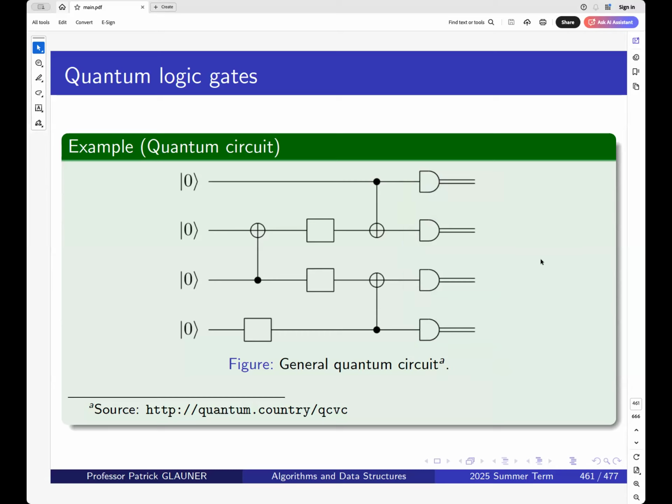So you cannot measure the same qubit multiple times. Once you measure it, it collapses, and you only have a classical value left. All of this are consequences from quantum mechanics.